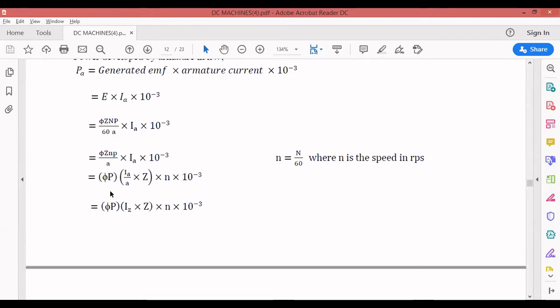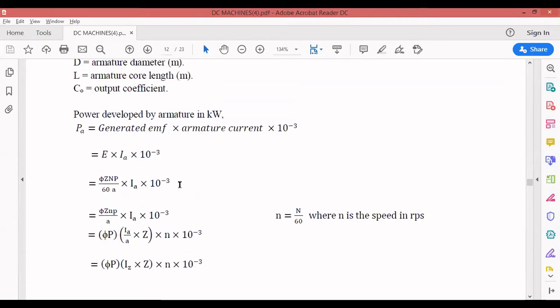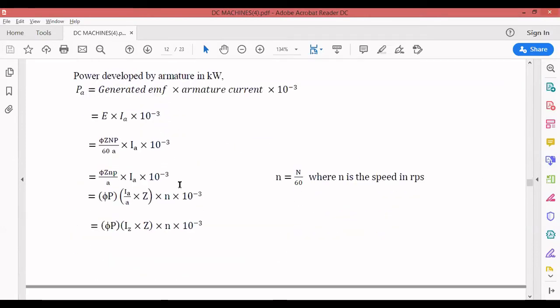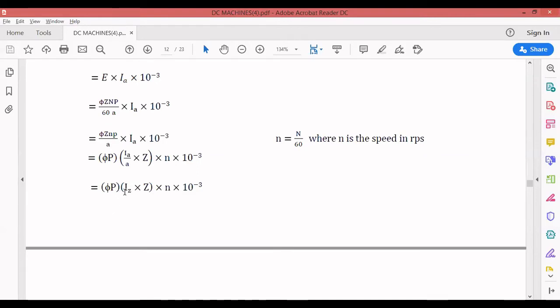Now, just rearrange these terms: φP, then Ia by A into Z into N into 10 power minus 3. I am just rearranging these terms. So φP into Ia by A, which can be written as Iz. Iz is the current in each conductor. Ia is the current in the total armature conductors, and divided by A, the parallel paths, we get the current in each conductor. So φP into Iz by Z into N into 10 power minus 3.